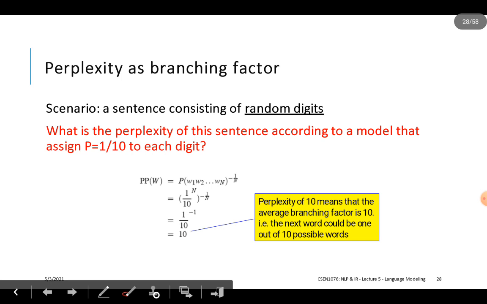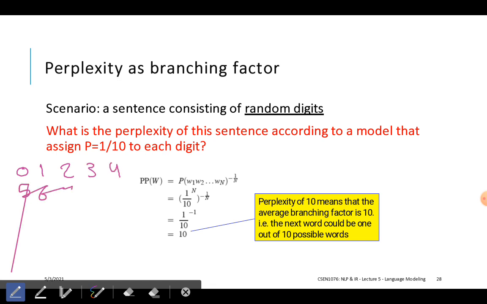Okay, so let's take a scenario to clarify the idea a little bit better. Suppose that you have a sentence that consists of random digits from 0 to 9: 1, 2, 3, 4, 5, 6, 7, 8, and 9. Now, the digits are random, meaning that every one of them can appear after the other with an equal probability. So that means each one of them has a probability of 1 divided by 10.